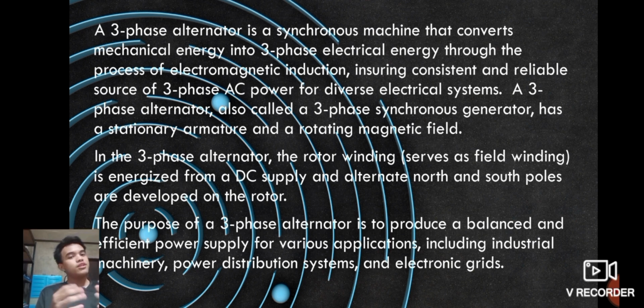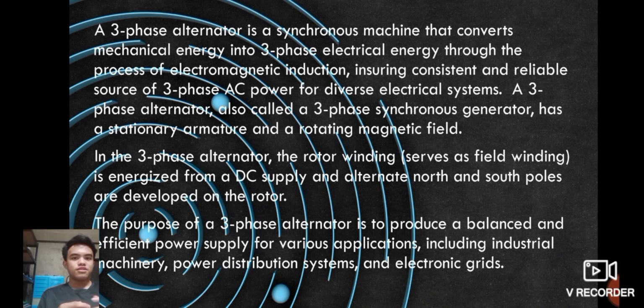So, the meaning of synchronous is that they function at the same time; the parts of the machine move together. That is also the meaning of synchronous in the three-phase alternator. A three-phase alternator is also called a three-phase synchronous generator. It is called synchronous because they always function together, moving at the same time in the machine's motion.